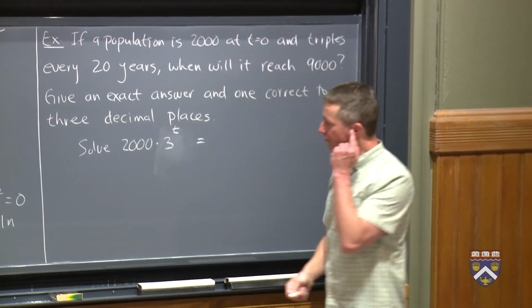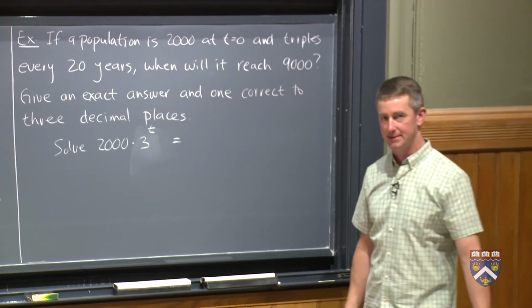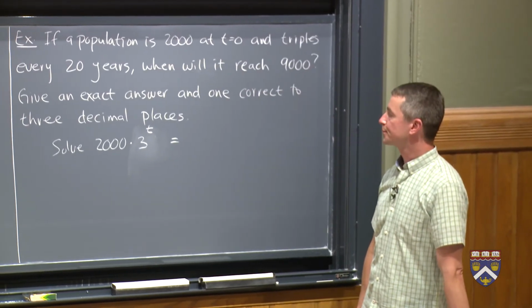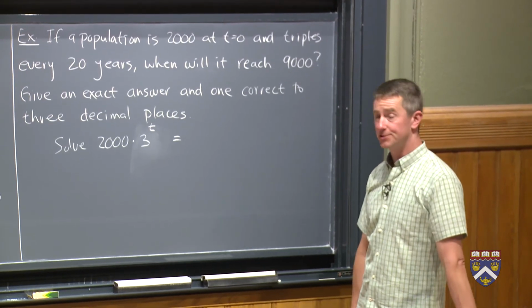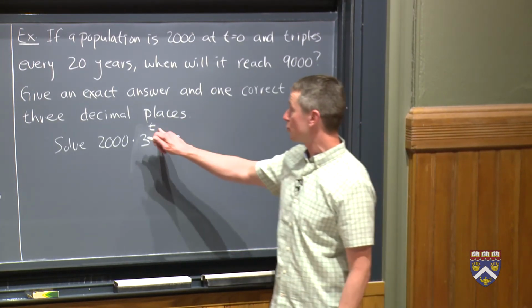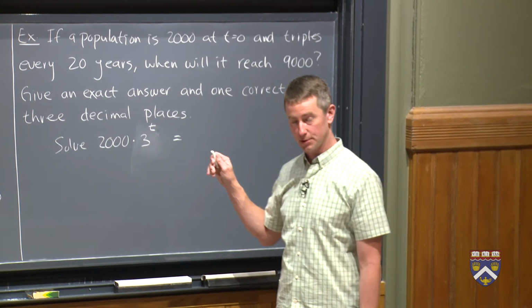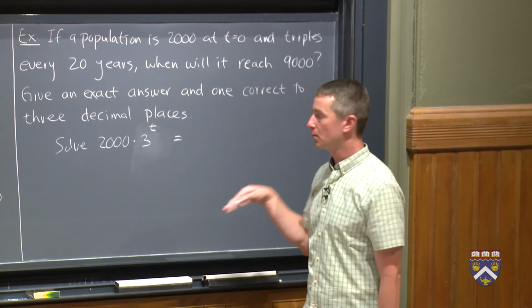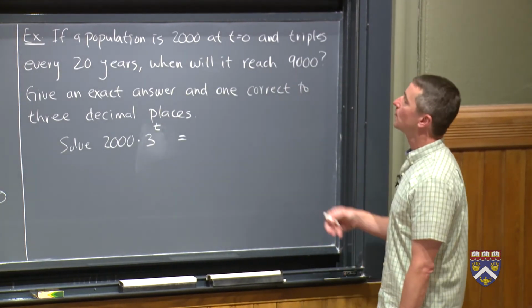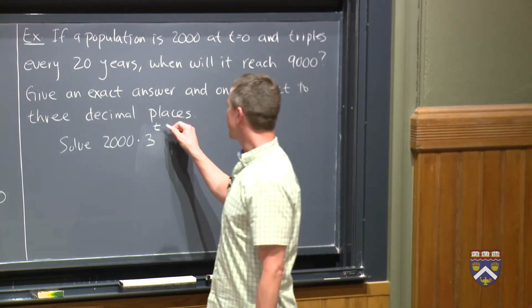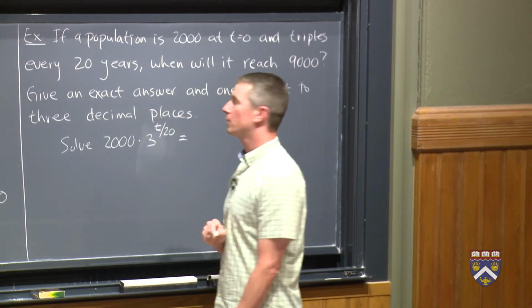Now, if I just put 3 to the t, how fast is this thing tripling? This, in fact, is tripling every year, right? Because when t equals 1, I've already got 6,000. So this is going much, much too fast. We talked last week about how to take care of that. We want to slow it down, so we make this t over 20.